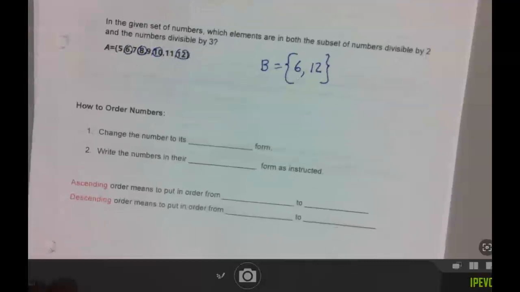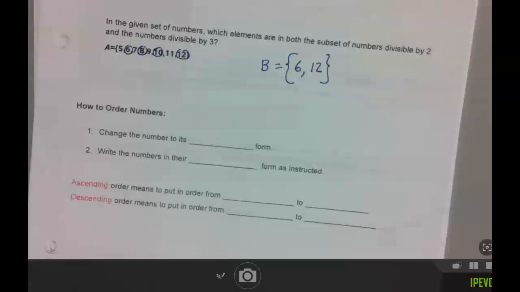All right. How to order numbers. There are two ways to order numbers. Ascending, which means smallest to biggest from left to right. Okay? Ascending, smallest to biggest. Or descending, biggest to smallest.